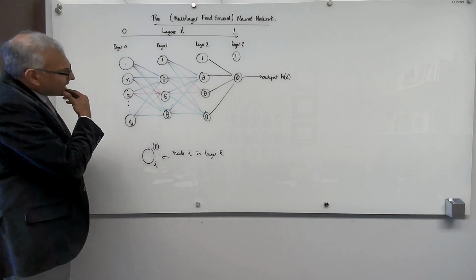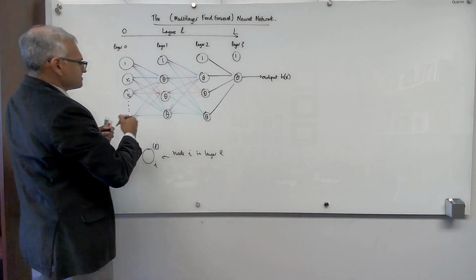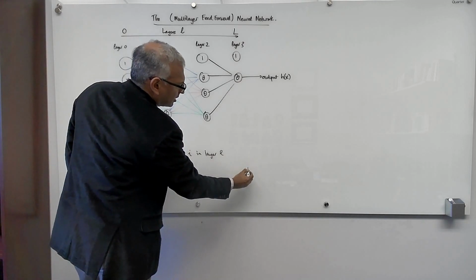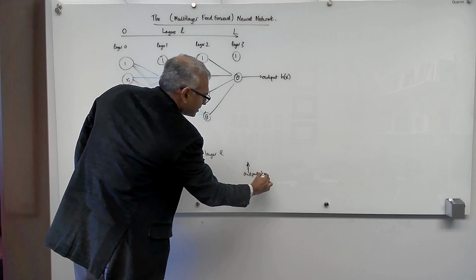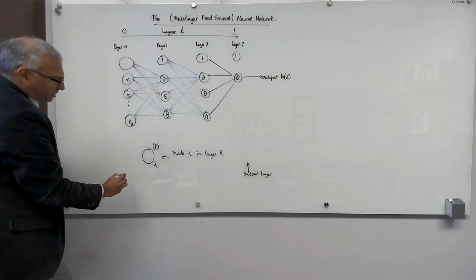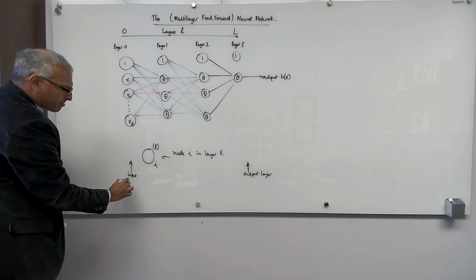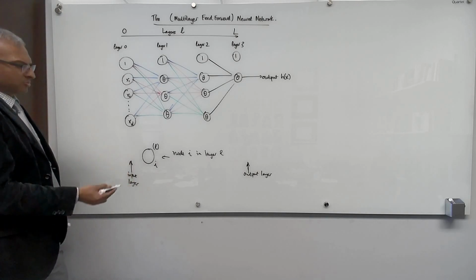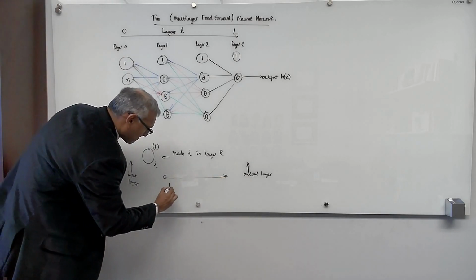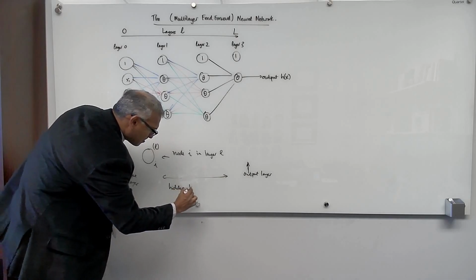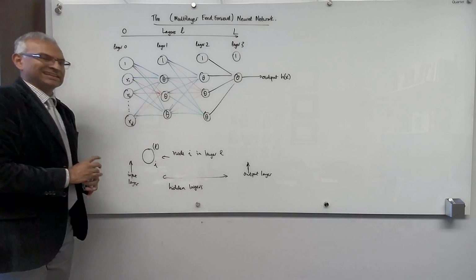These guys here, this is called the output layer. And this is called here the input layer. No surprises there. And in between here are what are called hidden layers. In this particular example, we have 2 hidden layers.